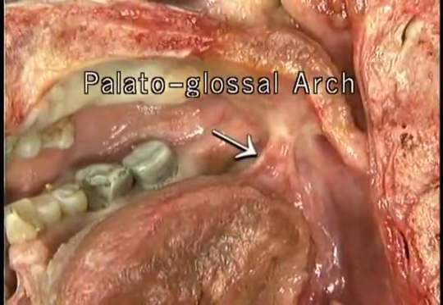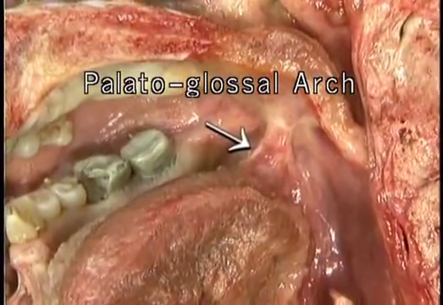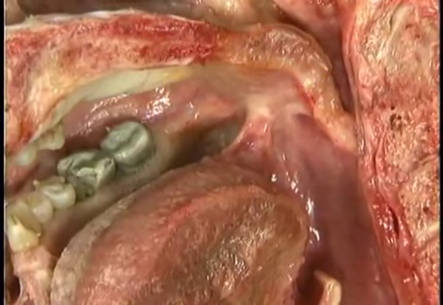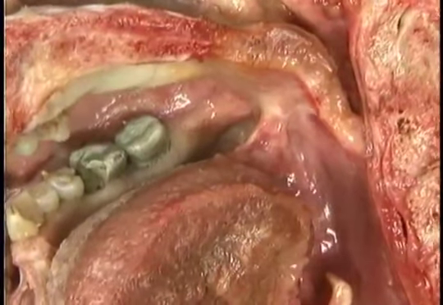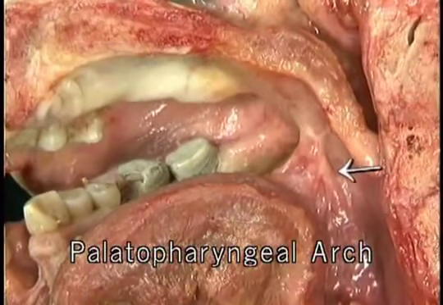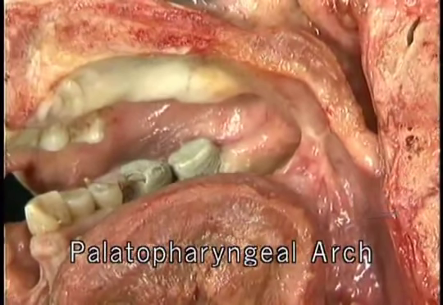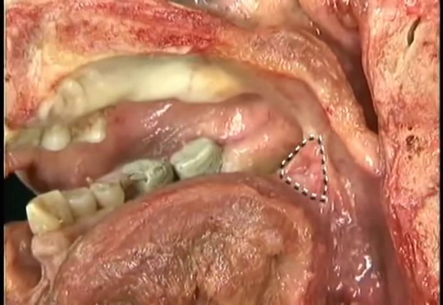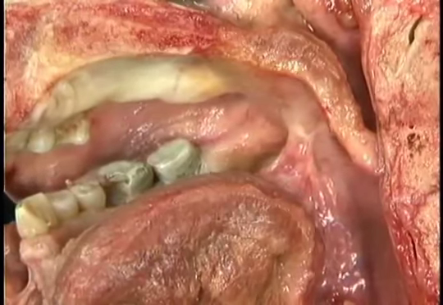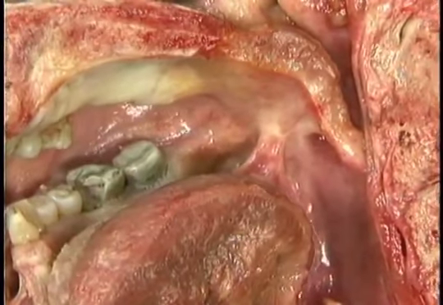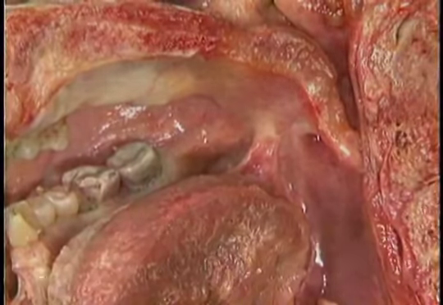This fold in the mucous membrane, running from the soft palate to the side of the tongue, is the palatoglossal arch. It acts as a dam, preventing liquid from spilling backward past the side of the tongue. This less noticeable fold is the palatopharyngeal arch. This triangle between the two arches is occupied in early life by a prominent mass of lymphoid tissue, the tonsil. In later life, as in this specimen, the tonsil atrophies.